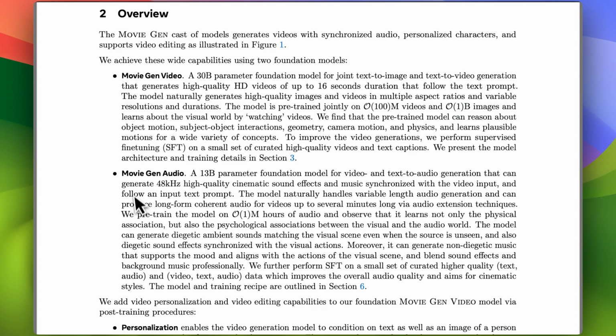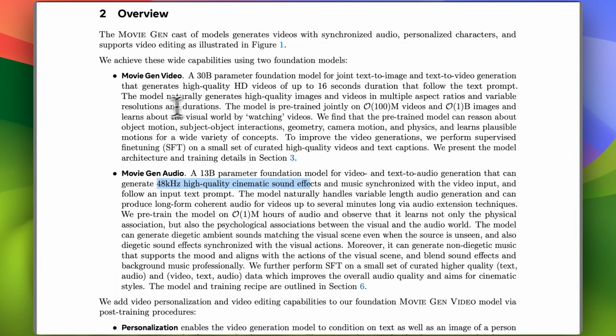Another model is Movie Gen Audio. This is a 13 billion parameter foundation model which provides audio to this video generation model. So you can actually generate text to video with audio, or you can also give your video input, and it will just create synchronized music for it. This was trained with 1 million hours of audio, which helps it to create 48 kilohertz high quality cinematic sound effects and music.